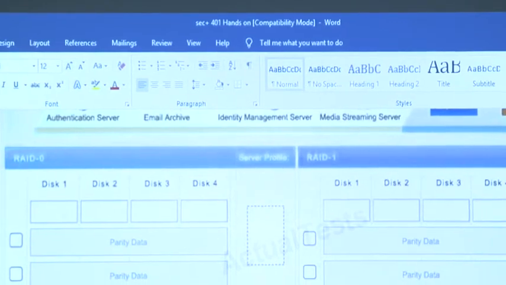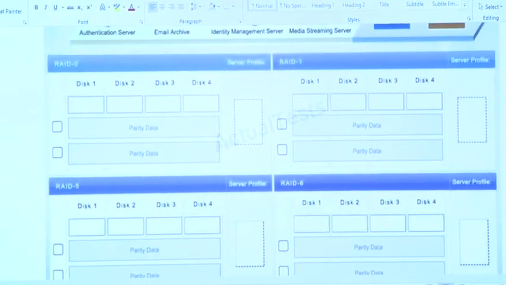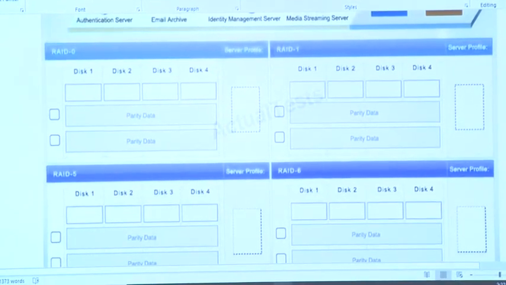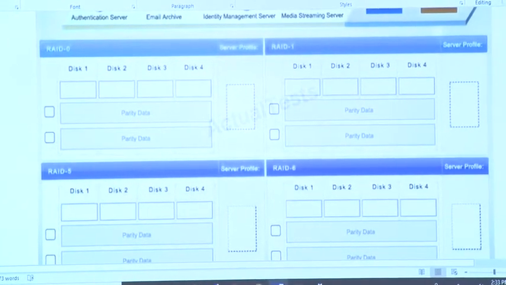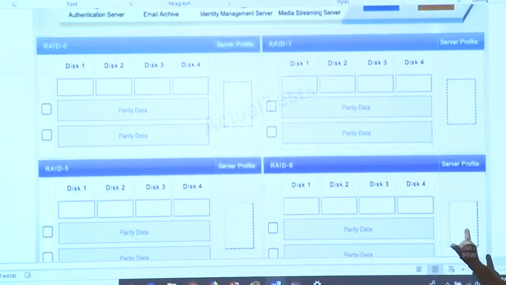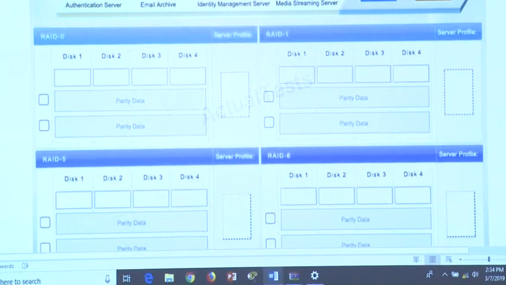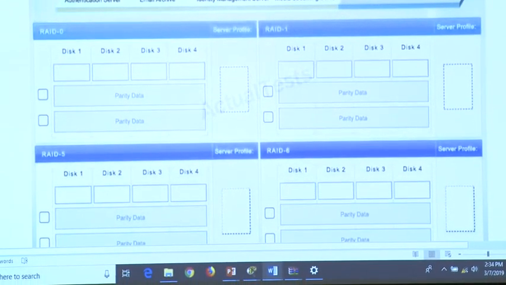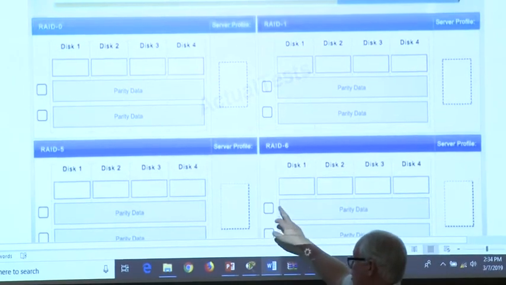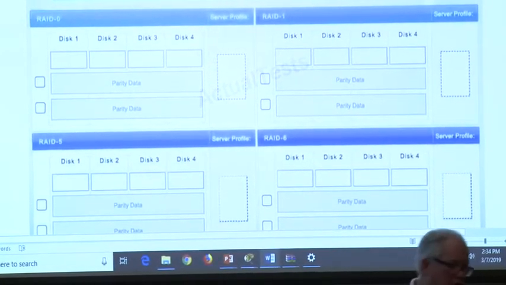This is a RAID 5 or RAID 6. How many drives do we have in RAID 6? We have 4. Are they doing striping or mirroring? Striping. So I would come down and say striping, striping, striping, striping. Are they doing 2 sets of parity? Yes, which means 2 drives can go down and I can replace them. So I'm going to put a check mark here and a check mark here.